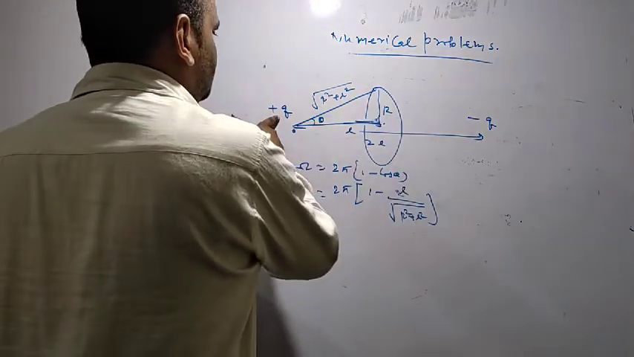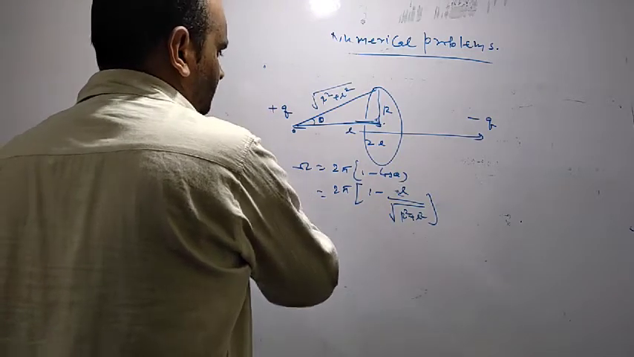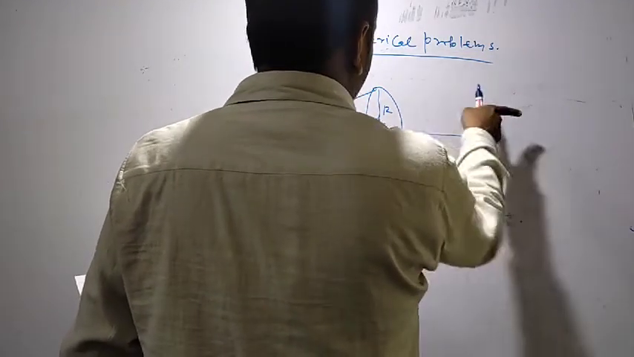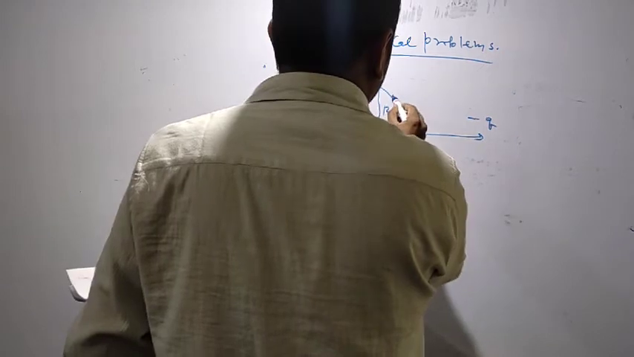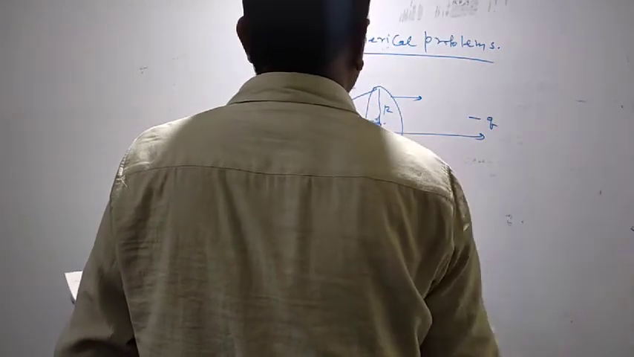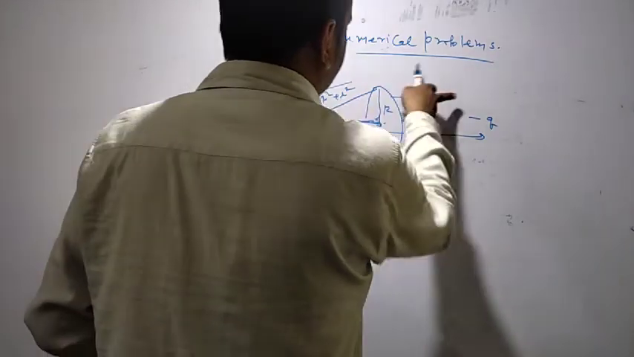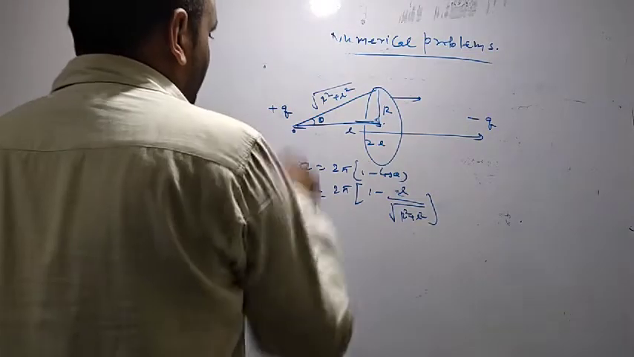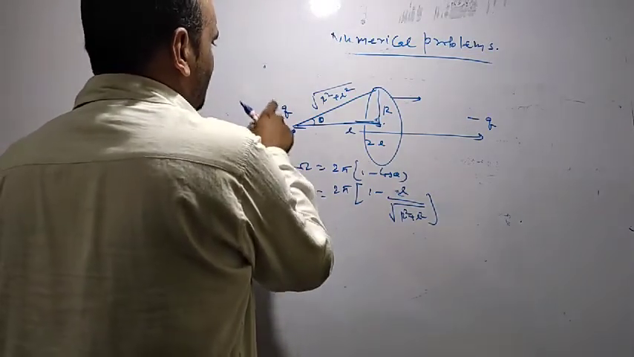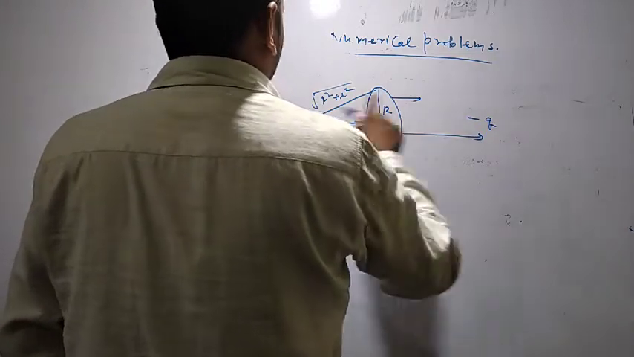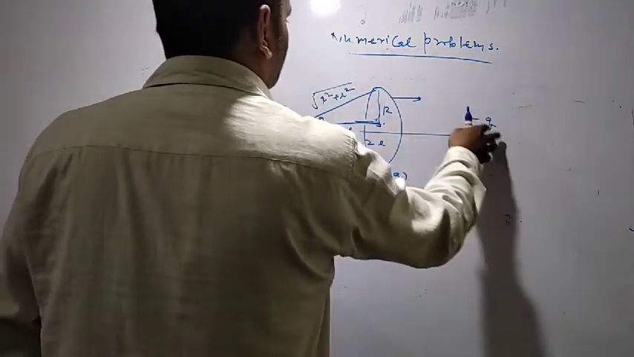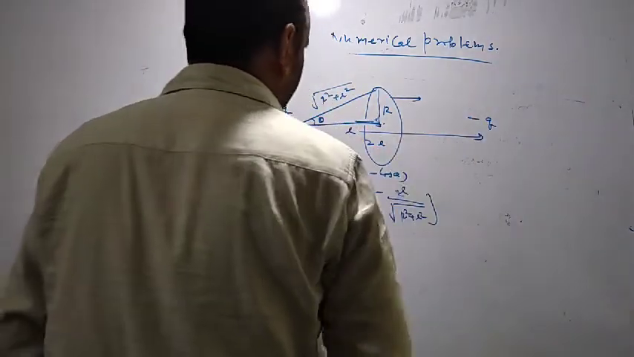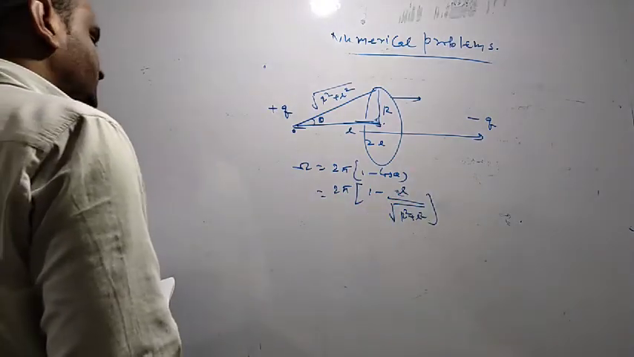What is the flux passing through due to the Q charge alone? This charge also produces an electric field in this direction. Because it is a negative charge, this one also produces the electric field in this direction, so the two fluxes will be added. We can just multiply by 2. If you find the flux due to this charge alone, then just multiply by 2, and you get the flux due to both charges, because they produce the electric field in the same direction and are at equal distance. The solid angle will also be equal.